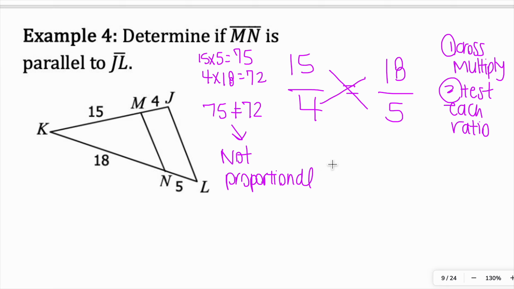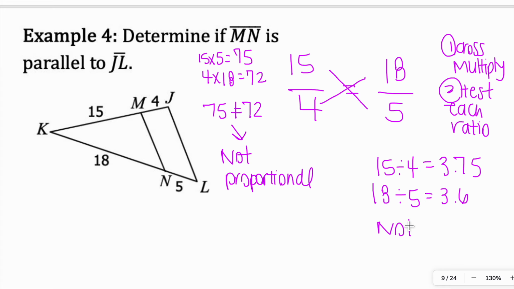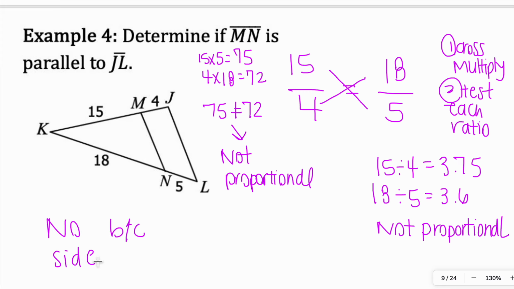The other way you could do that is take 15 and divide it by 4. That's giving me 3.75. And then 18 divided by 5 is giving me 3.6, so also not proportional. So we would say no because the sides aren't proportional. Okay.